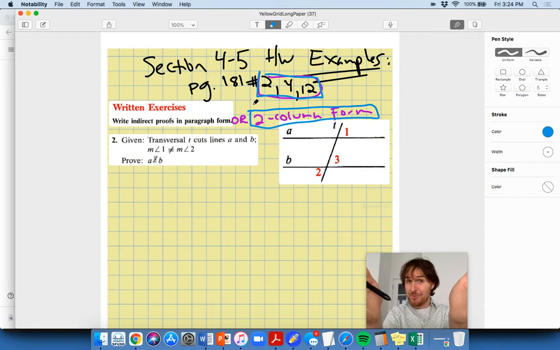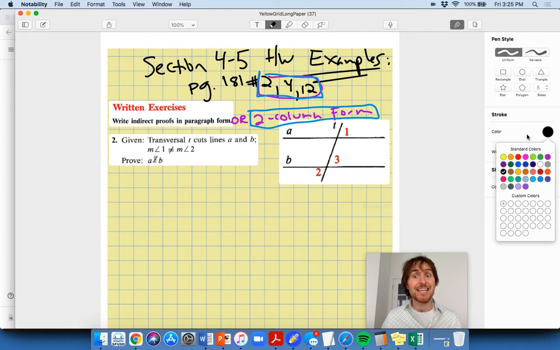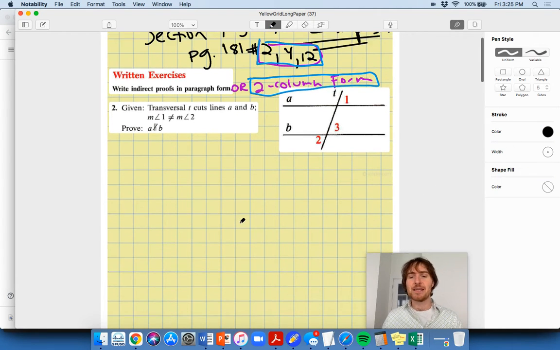Shall we do them together? Yes, I think we can. Let's take a look at it here. Okay, so number 2, we're going to prove this one in 2-column form. Remember, this is going to be an indirect proof, otherwise known as a proof by contradiction. So let's see if my lesson made sense and you know the steps in order to prove these things.